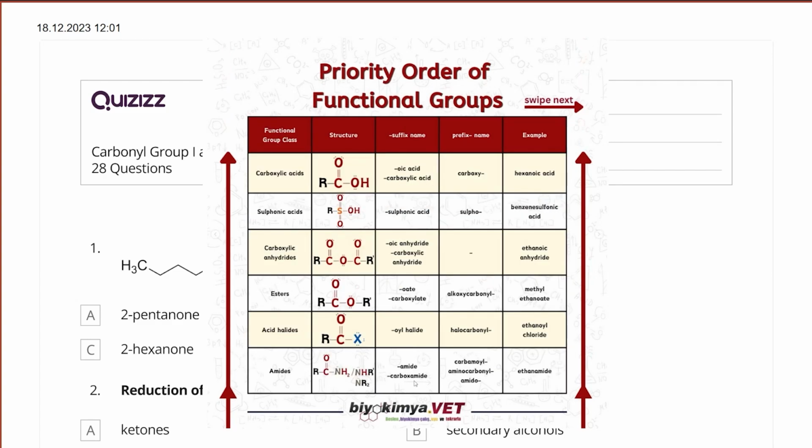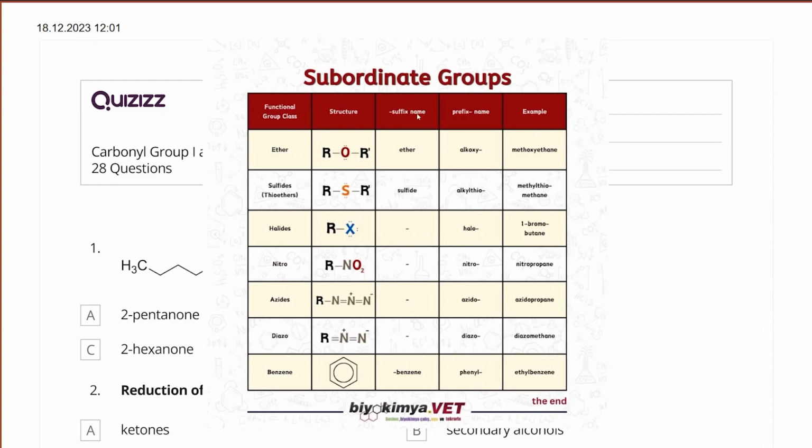And here the amide, then acid halides, esters, carboxylic anhydride, sulfonic acid, and carboxylic acid. Today we have questions about carboxylic acids, esters, and amide. As you see, the carboxylic acid has the highest priority order. This means if we have a carboxylic acid functional group, COOH, in a given compound, it will be the suffix. Thus, the carbon chain carrying the carboxylic acid functional group will be the parent chain. Also don't forget we have the subordinate groups, which are always named as substituents.